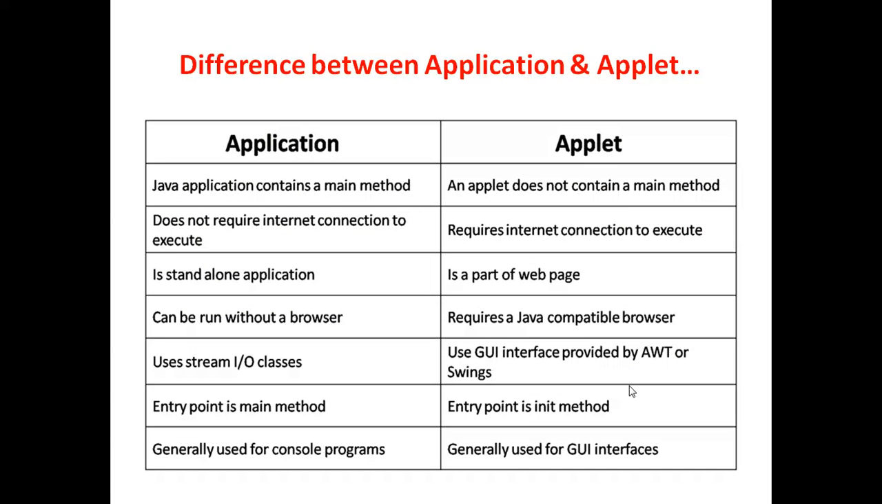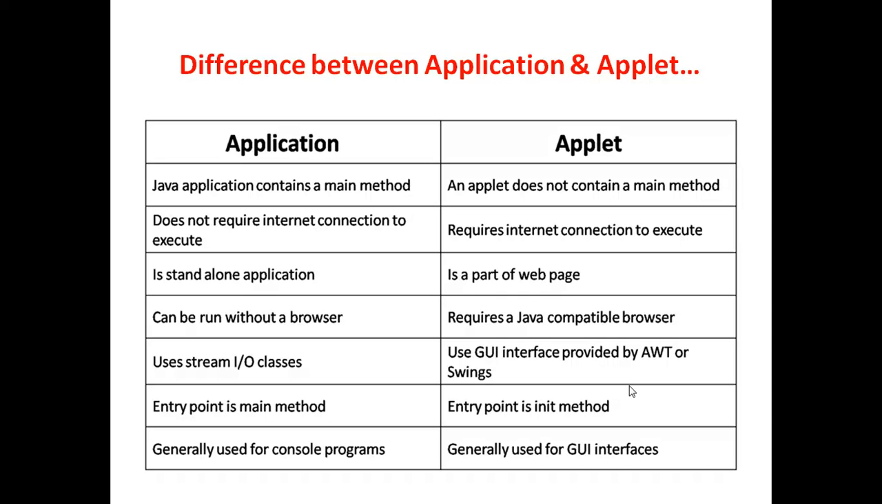Now we'll see what is the difference between an application and an applet. A Java application contains a main method, but a Java applet does not contain a main method. An application does not require an internet connection to execute, but applets require an internet connection to execute. An application is a standalone application. The applet is a part of a web page. Applications can run without a browser. The applet requires a compatible browser for execution.